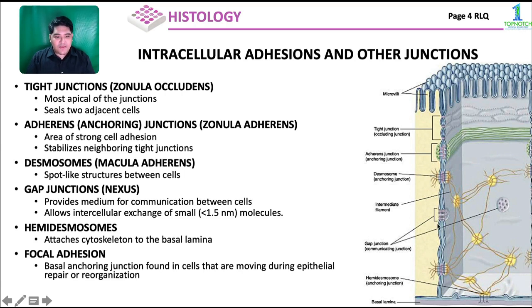And then you have your hemidesmosome. Okay, it attaches your cytoskeleton to the basal lamina. So, para matandaan nyo, hemidesmosome to the basal lamina. And then, from the book, you have your focal adhesion. These are your basal anchoring junctions found in cells that are moving during epithelial repair or reorganization. So, very important, alam nyo yung mga iba't ibang intercellular adhesion at bakit kapit na kapit sila sa bawat isa. No, ang dami niyan.